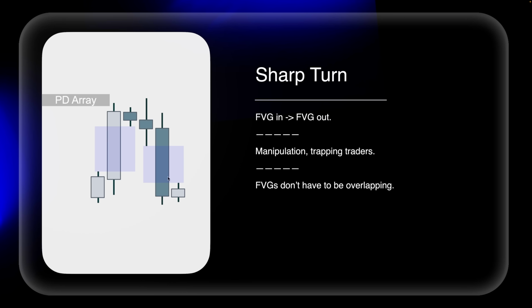These two fair value gaps that we have right there in this example are overlapping, but they don't have to be, as long as it's fair value gap in and eventually fair value gap out. The faster it happens, the better the sharp turn. The slower it happens, the worse a sharp turn. Again, it's a sharp turn.